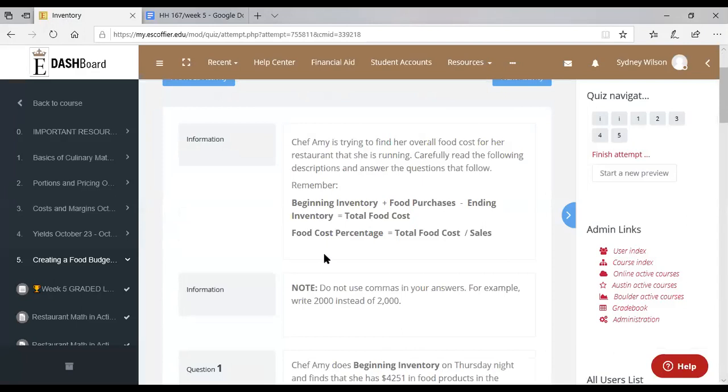So remember this, the total food cost is going to be the beginning inventory plus the food purchases minus the ending inventory. That is the formula you're going to use to find the total food cost. Now the food cost percentage, you're going to take the total food cost, which is what this first formula was, and divide that by the total sales that the information gives you. So let's go ahead and take a look at number 1.